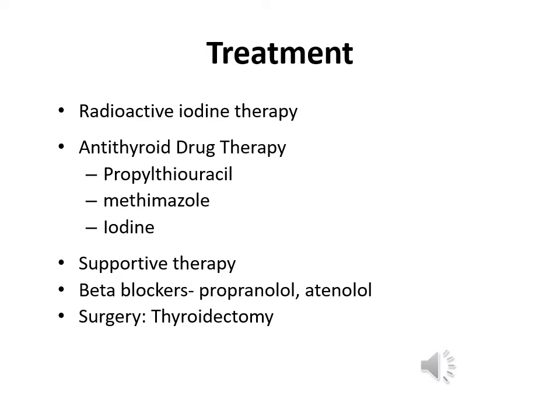Beta blockers are used for symptom relief. Propranolol is used to decrease symptoms such as tachycardia, nervousness, irritability, and tremors. It can be given with other antithyroid medications. Atenolol is another beta blocker that can be used. It's recommended for patients with asthma or heart disease. On the next slide, we'll talk about thyroidectomy.